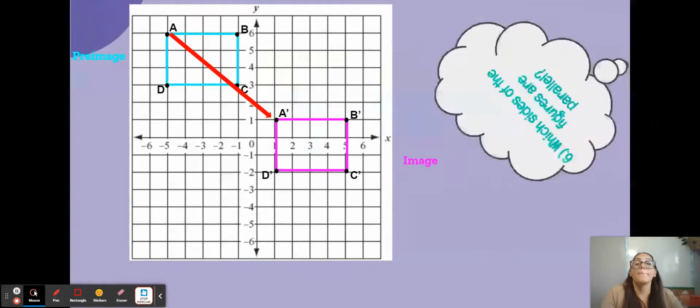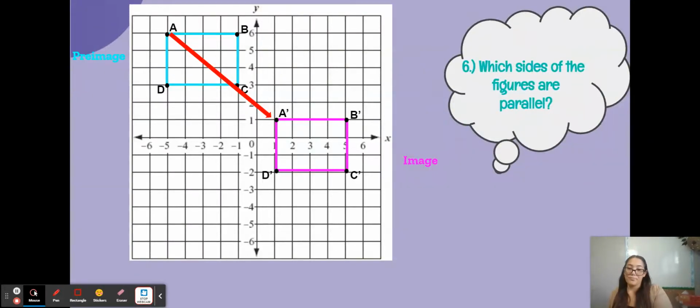Okay, and lastly here, what about those parallel lines? So in this case here, AB and DC are parallel, or across from each other. A prime B prime are still parallel to D prime and C prime. So again, my top and bottom are still parallel. My left and right are still parallel. Nothing changes, okay?